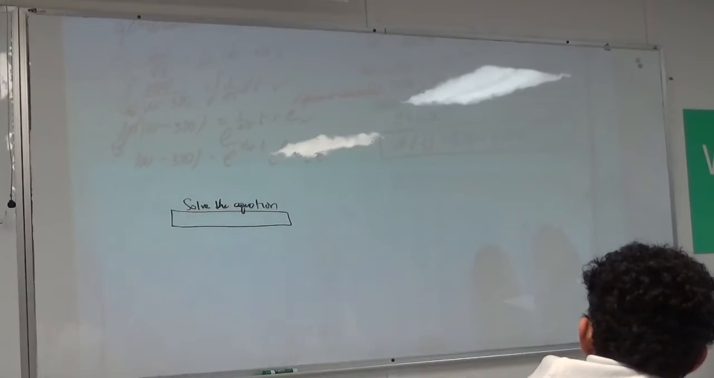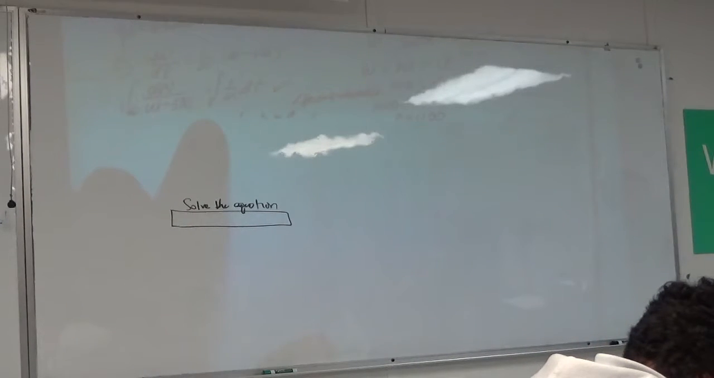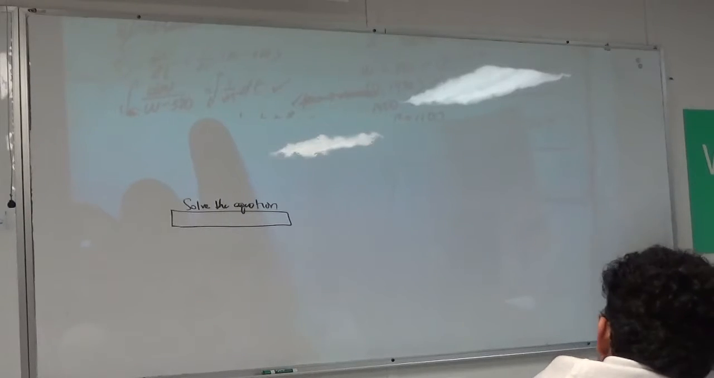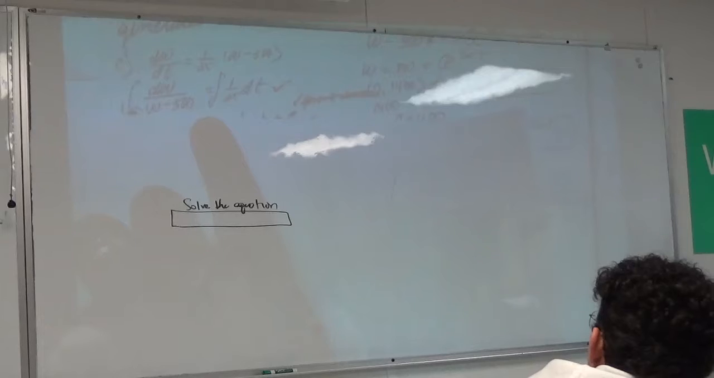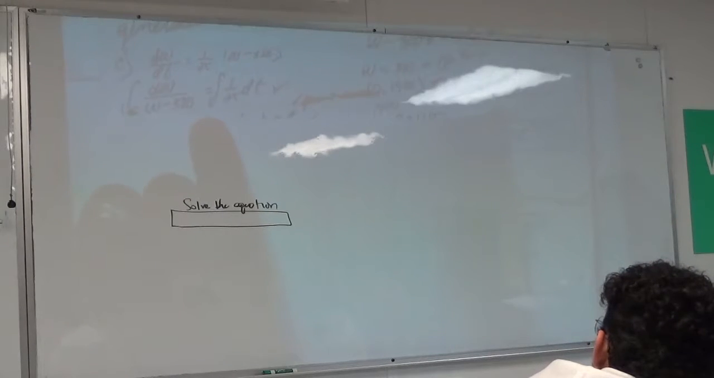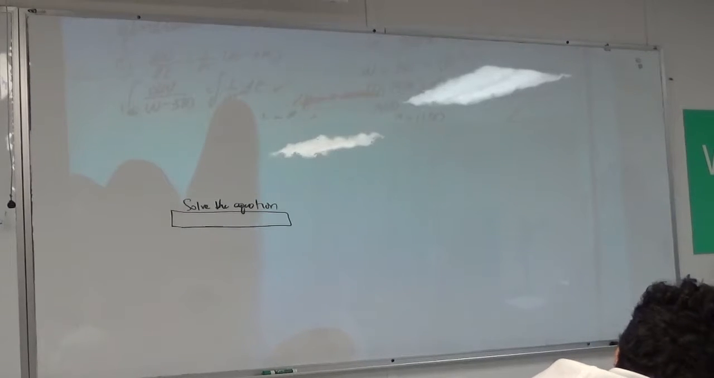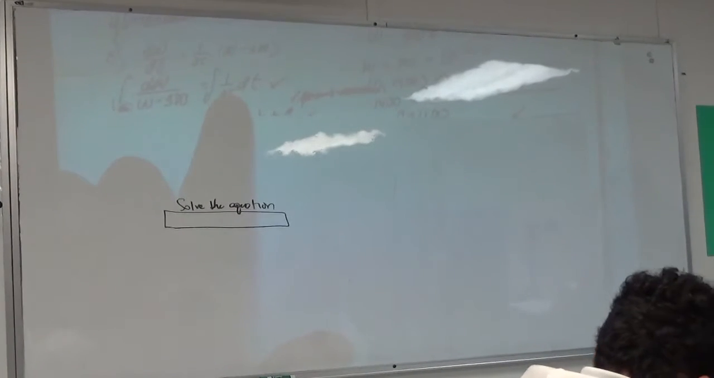Alright. So first order of business is you separate the variables. That means you divide both sides by the w minus 300. They have to stay together. So dw over w minus 300 equals 1/25th dt. First point there.